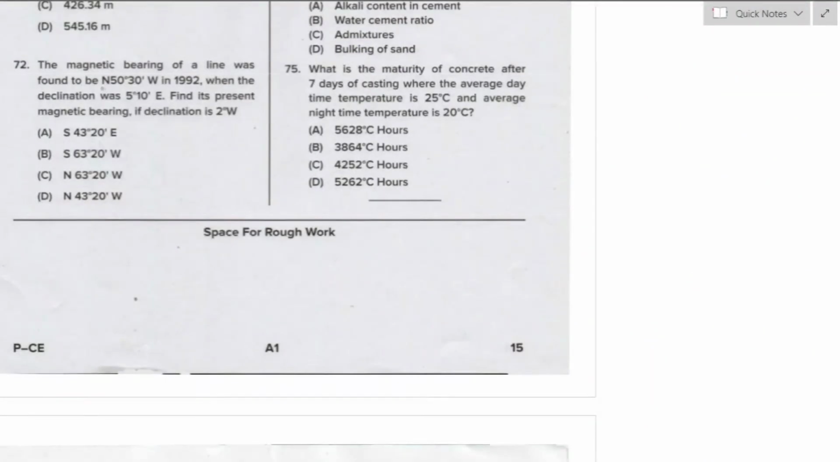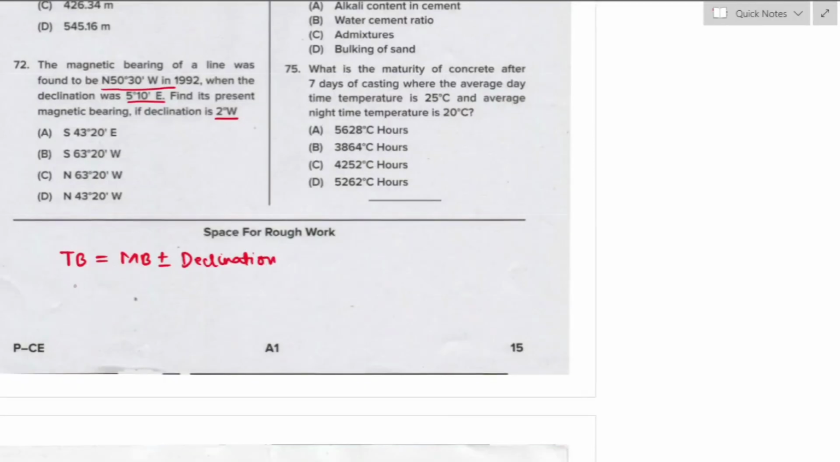Question number 72. The magnetic bearing of a line was found to be north 50 degree 30 minutes west in 1992, when the declination was 5 degree 10 minutes east. Find its present magnetic bearing if the declination is 2 degree west. We know that true bearing is equal to magnetic bearing plus or minus declination.